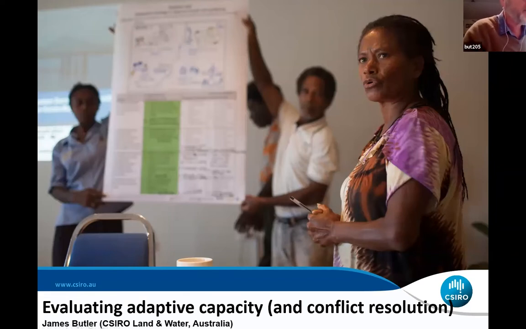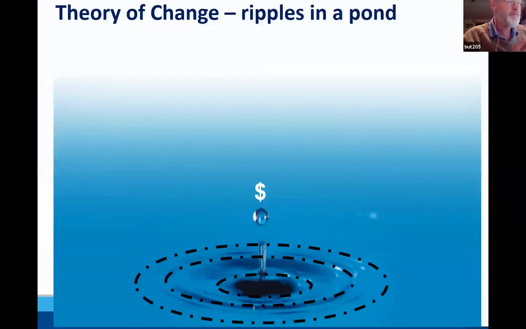So I just wanted to talk about evaluating adaptive capacity, and as part of that, the capacity for conflict resolution, or in your case, particularly conservation conflict resolution, when you've got stakeholders with differing values, different goals, different objectives over a particular wildlife issue in competition. And the two things are linked, as you'll see.